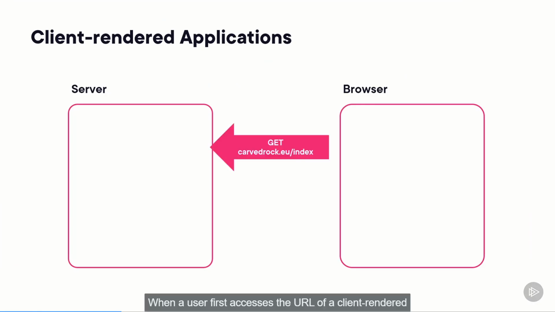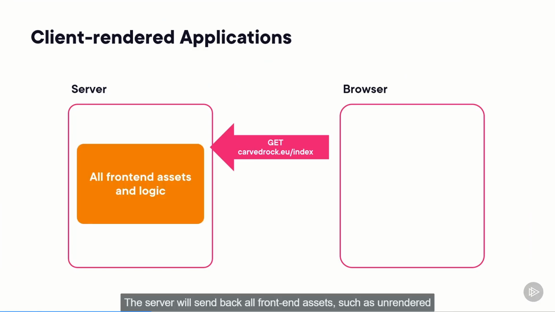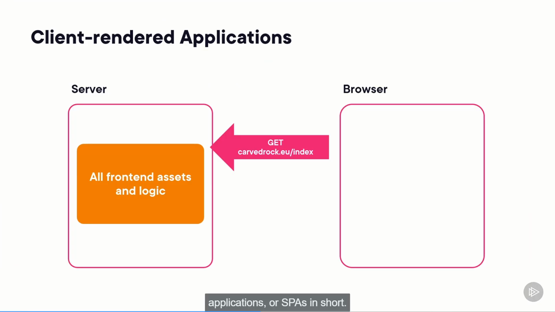When a user first accesses the URL of a client-rendered application, the request is handled by the server. The server will send back all front-end assets, such as unrendered Razor, plus the logic surrounding the user interface. That means that the browser will get all pages of the application at the same time, plus the logic to navigate through them and to populate them with data. Because it gets everything in one go, client-rendered applications fall into the category of single-page applications, or SPAs in short.